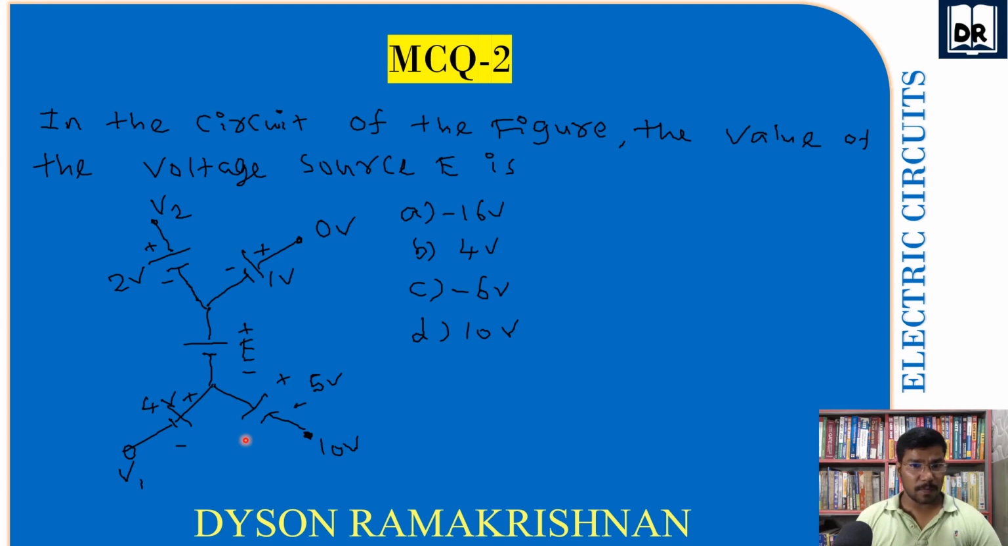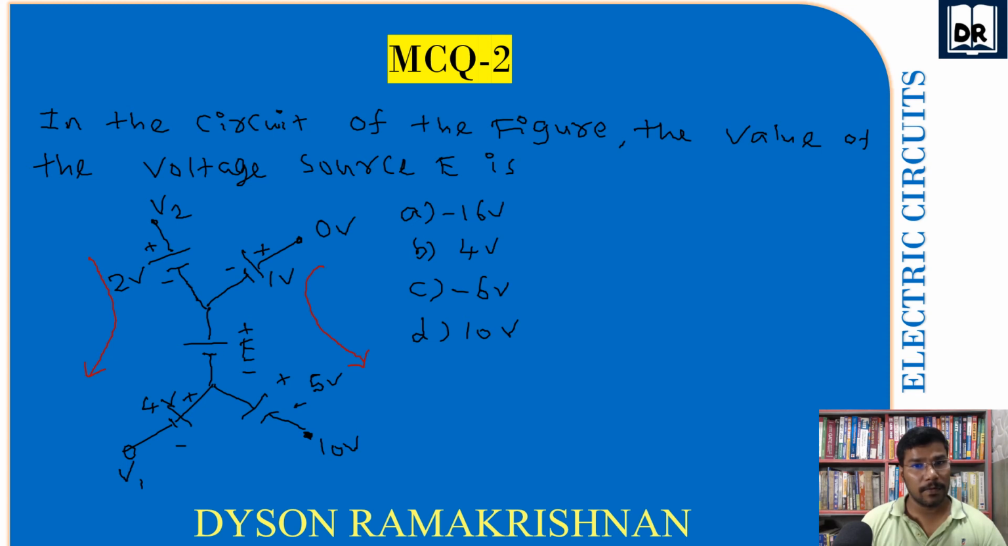Let me assume the direction in which you can apply KVL. We can apply KVL for this direction or this direction. Look at this diagram very carefully. If you choose this path, there are three unknown parameters, that is V2, E and V1. So we are unable to calculate these three parameters in this loop itself.